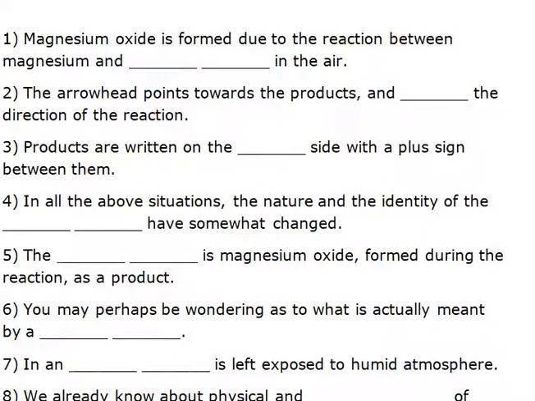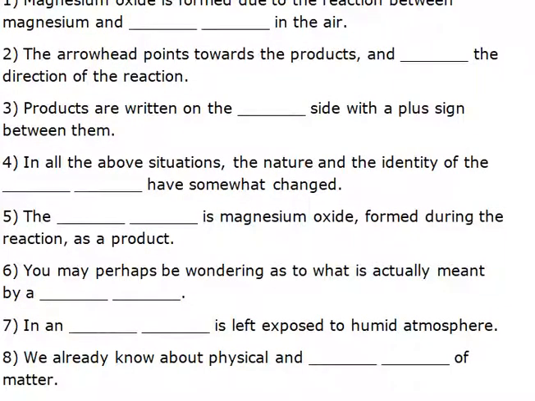Question number 1. Magnesium oxide is formed due to reaction between magnesium and dash in the air. Question number 2. The arrowhead points towards the products and dash the direction of the reaction.